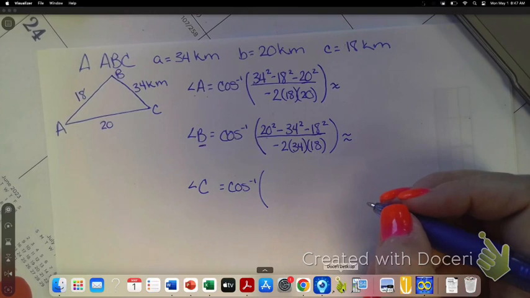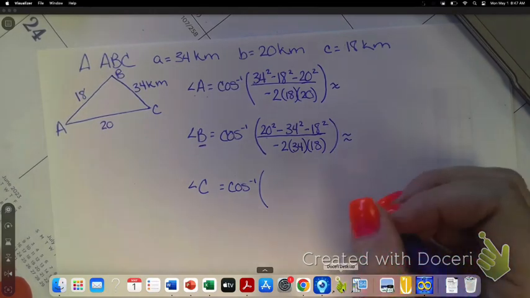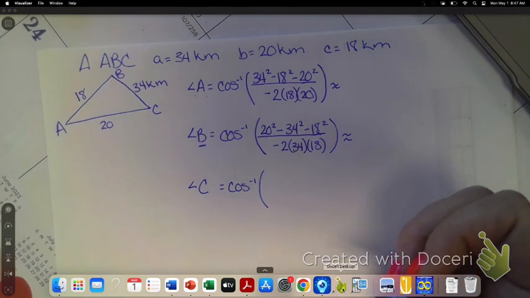I just think it's easier to put them all in, like set them all up, then put them all in my calculator so I don't mess them up. Can I do C now? You guys done?